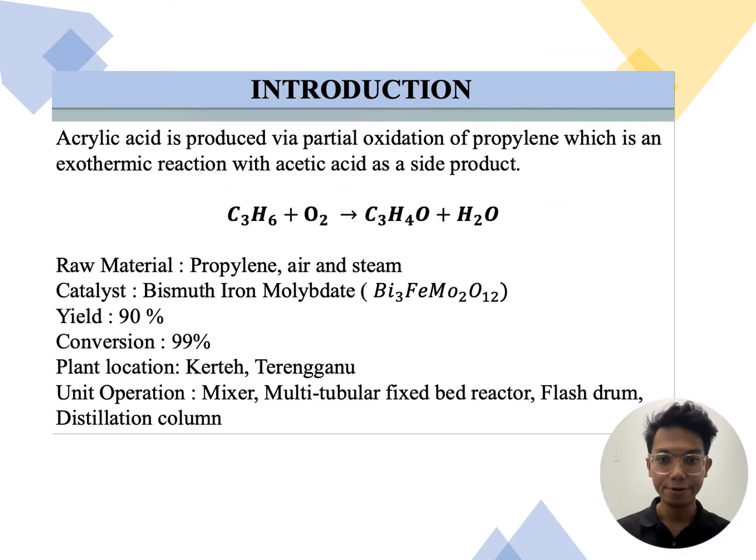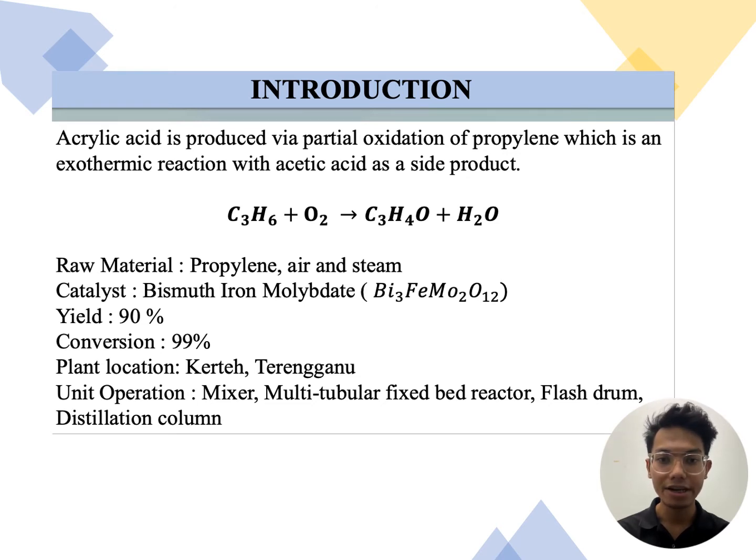Acrylic acid is produced via partial oxidation of propylene, which is an exothermic reaction with acetic acid as a side product. The raw materials used for the production are propylene, air, and steam. With bismuth iron molybdate as the catalyst, the production has a high conversion of 99% and yield of 90%.